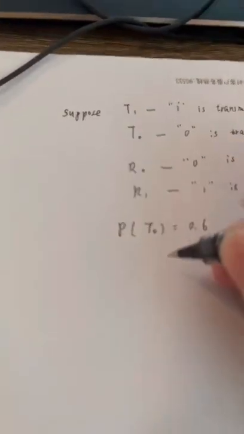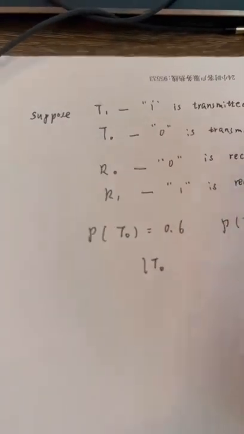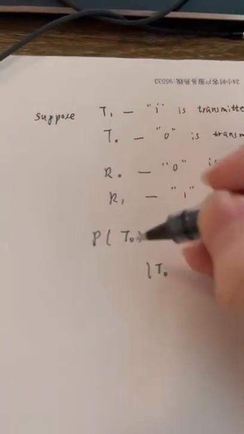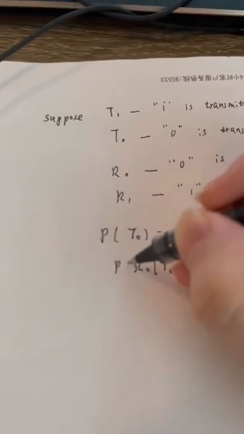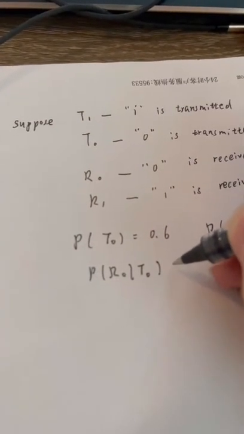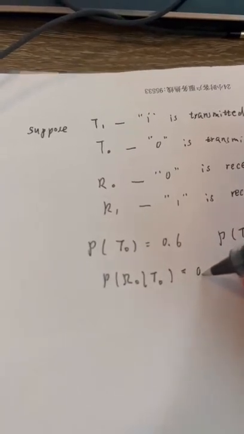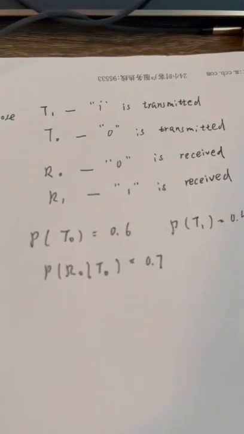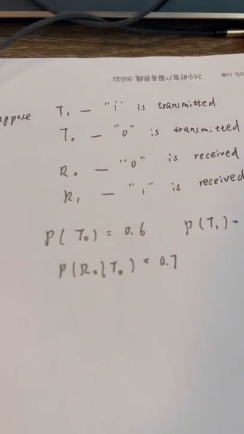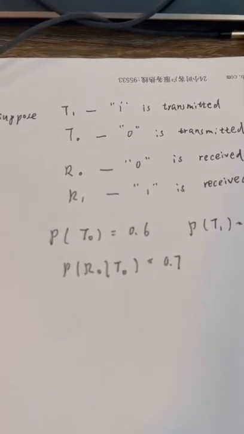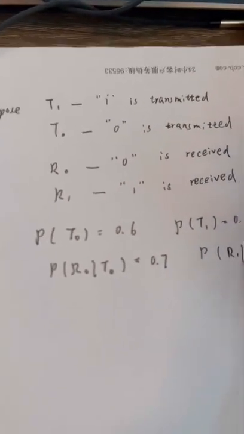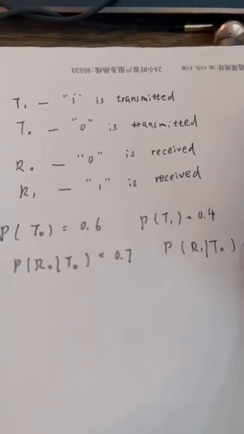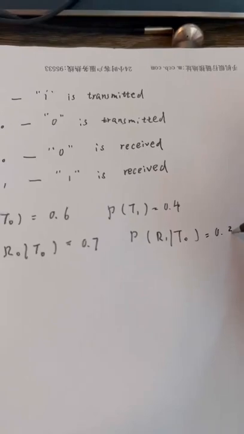And then it says that when digital 0 is transmitted, so under the condition T0, the receiver receives digital 0, the event R0. The probability of it is 0.7. And when 0 is transmitted, the receiver receives digital 1 with probability 0.3, so it's P(R1) under the condition T0, which equals 0.3.